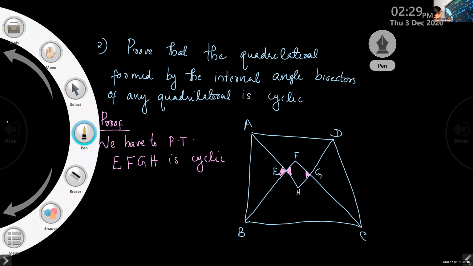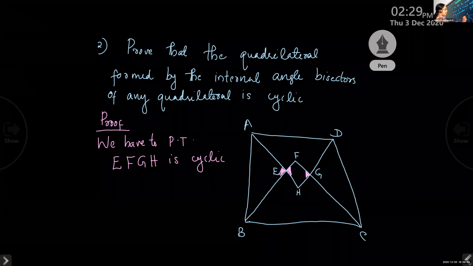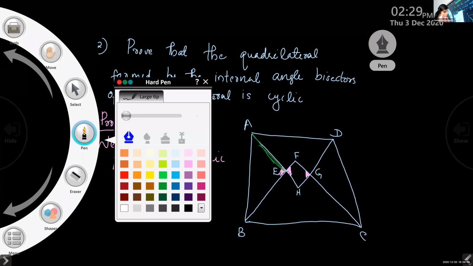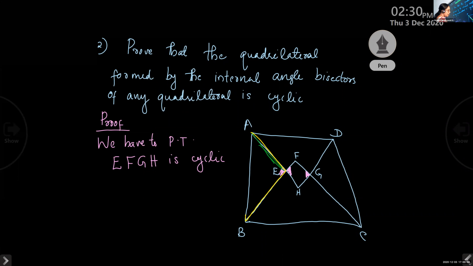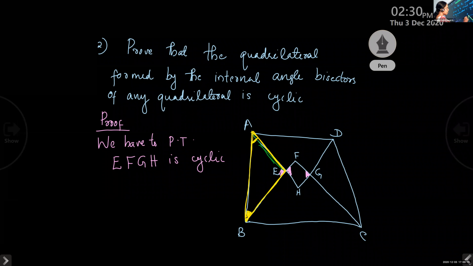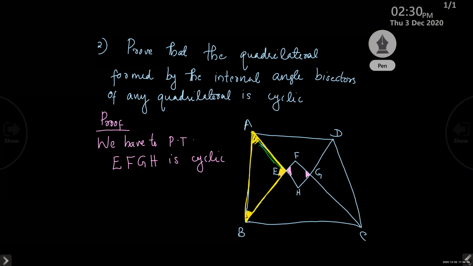Now, can you see a triangle there? A lot of triangles, but I'll show one triangle. Let me take some other color. ABE. Can you see one triangle there? What is the sum of the three angles of a triangle? 180 degrees. So let us start the proof.